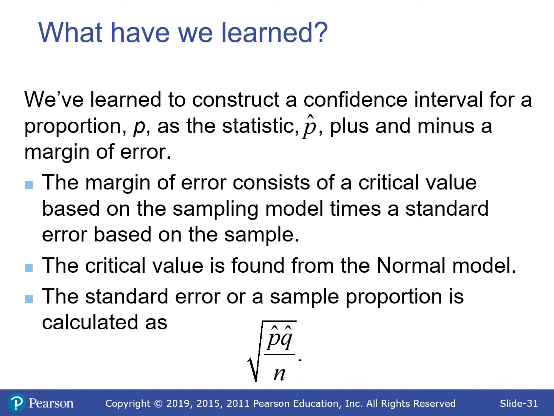So what have we learned? We learned to construct a confidence interval for a proportion. It's p-hat plus or minus the margin of error, and the margin of error has that critical value, the z star, based on the confidence level that we want, and we can find that in the table. And the standard error, which is basically the standard deviation, except we use the sample statistic that we know as opposed to the population parameter that we don't know. And it's p-hat plus or minus the z star times the standard error.